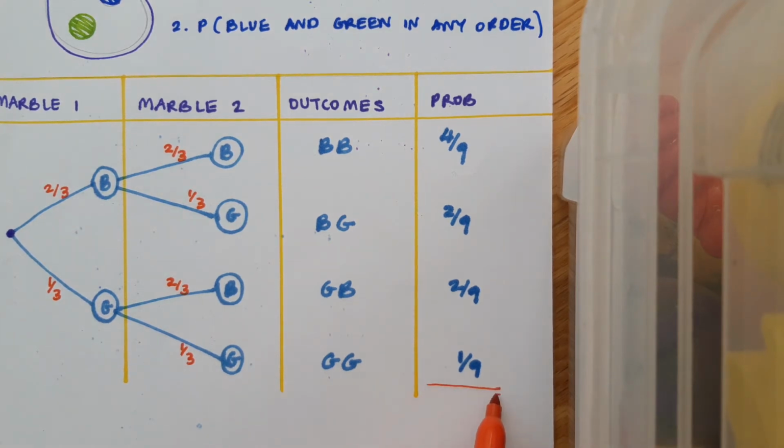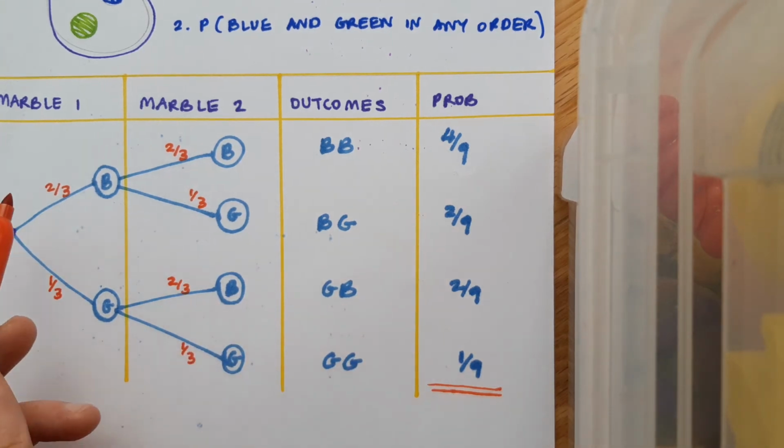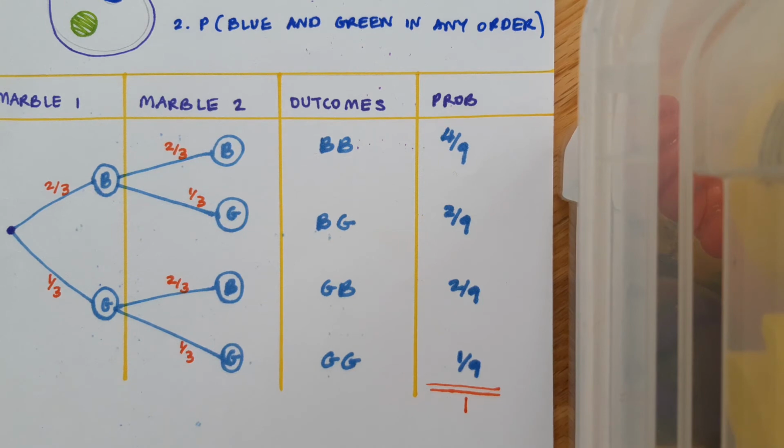To check that I am correct, or at least have a high degree of confidence in my question being correct at this point, I'm just going to tot up my probabilities. And what do you think they should add up to? Well, if I've done it correctly and I've exhausted all the possible options, then I should have a total of 1 here at the end.